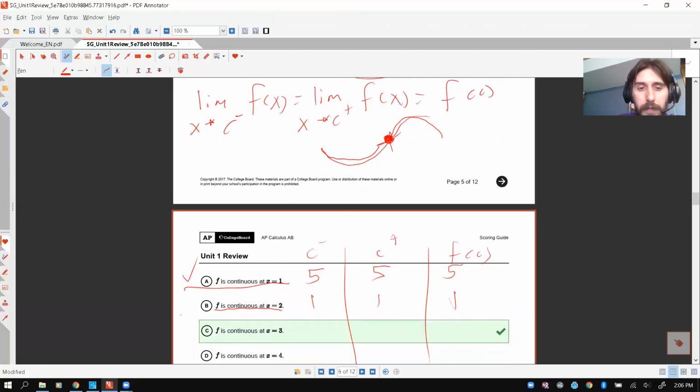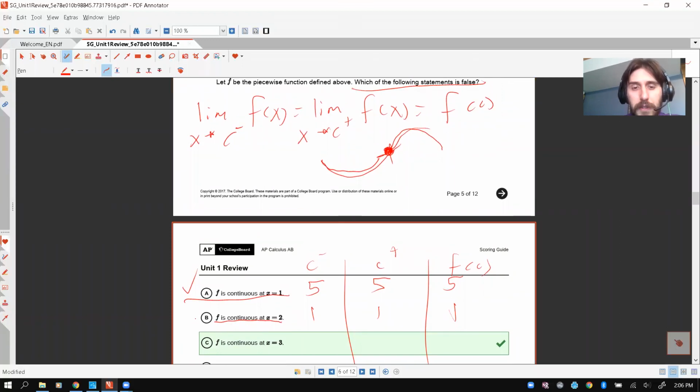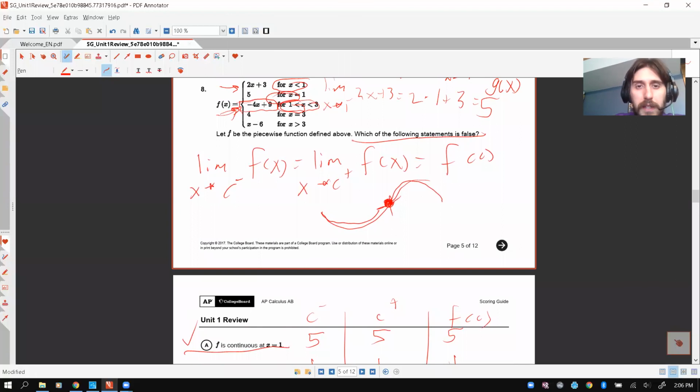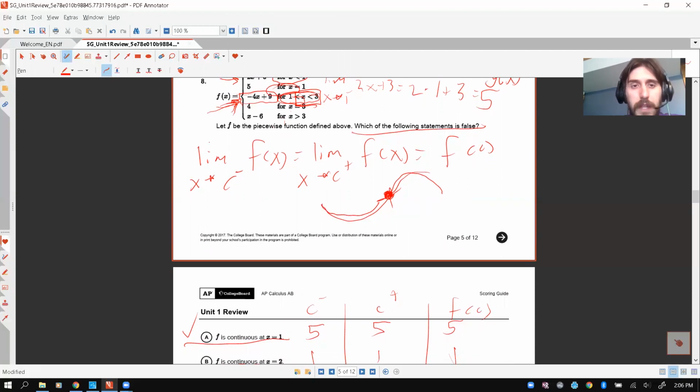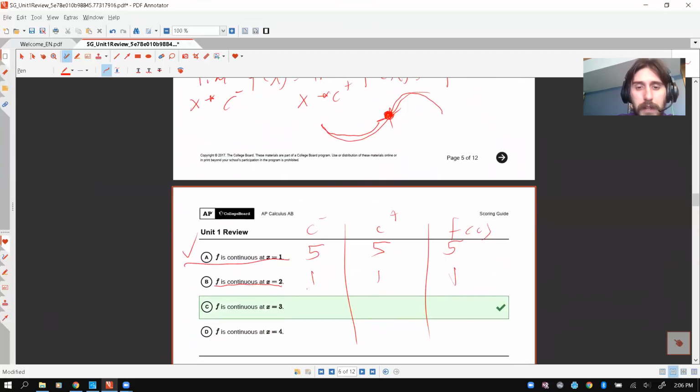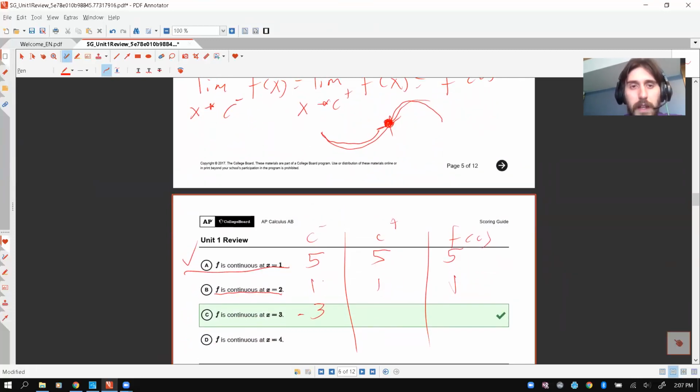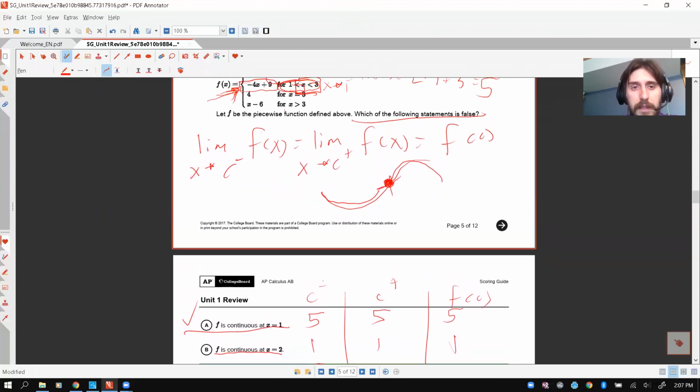All right, but at 3, you can already tell that this is not going to work. Let's see why it doesn't work. As we approach 3, so 3 is another part where this piecewise function changes. As we approach from values less than 3, we're going to use this one on the left. So if we directly substitute in, negative 4 times 3 is negative 12, plus 9 is negative 3. And you'll notice that that is not the same thing as the value of f at 3. The value of f at 3 is 4.